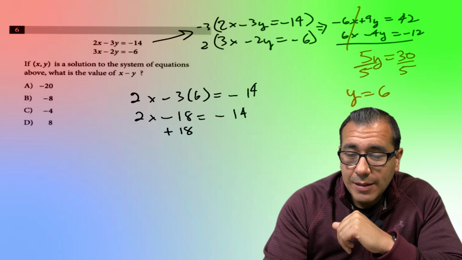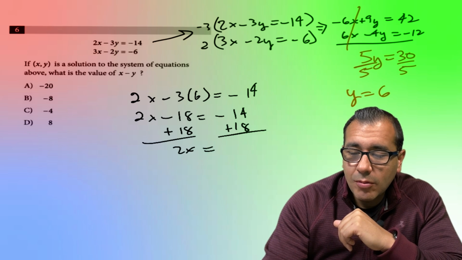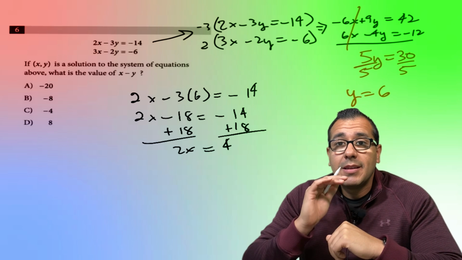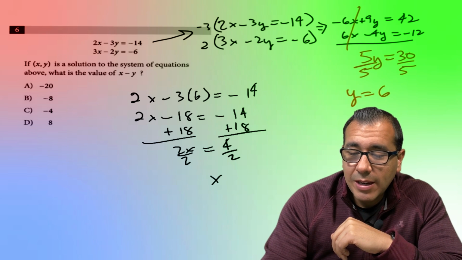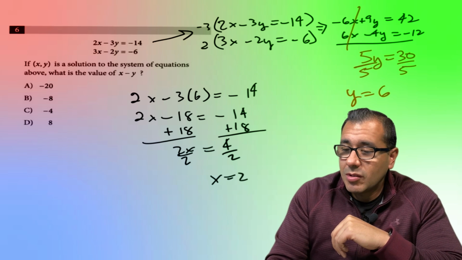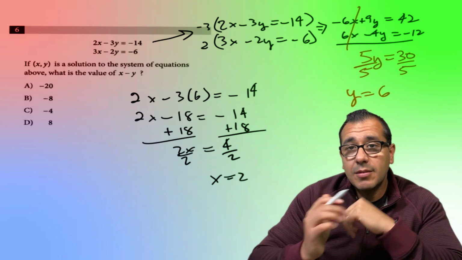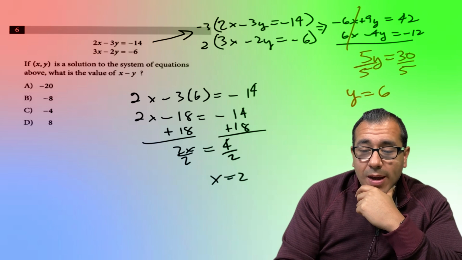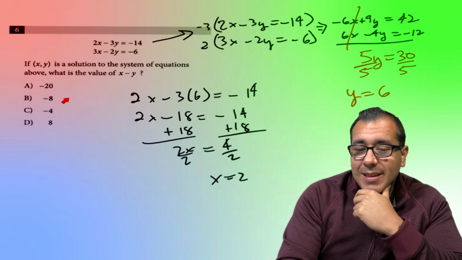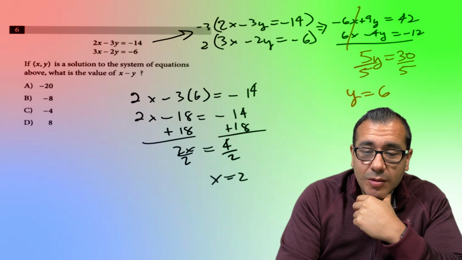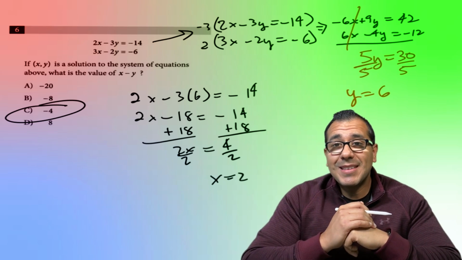And you're going to get 2x equals 4. Divide both sides by 2, and you're going to get x equals 2. So now you know x is 2 and y is 6. And notice what they're asking us to do: find x minus y. So we're going to subtract these two. 2 minus 6 gives us that -4 that we've been searching for. And there you have it. So the answer to this one is C.